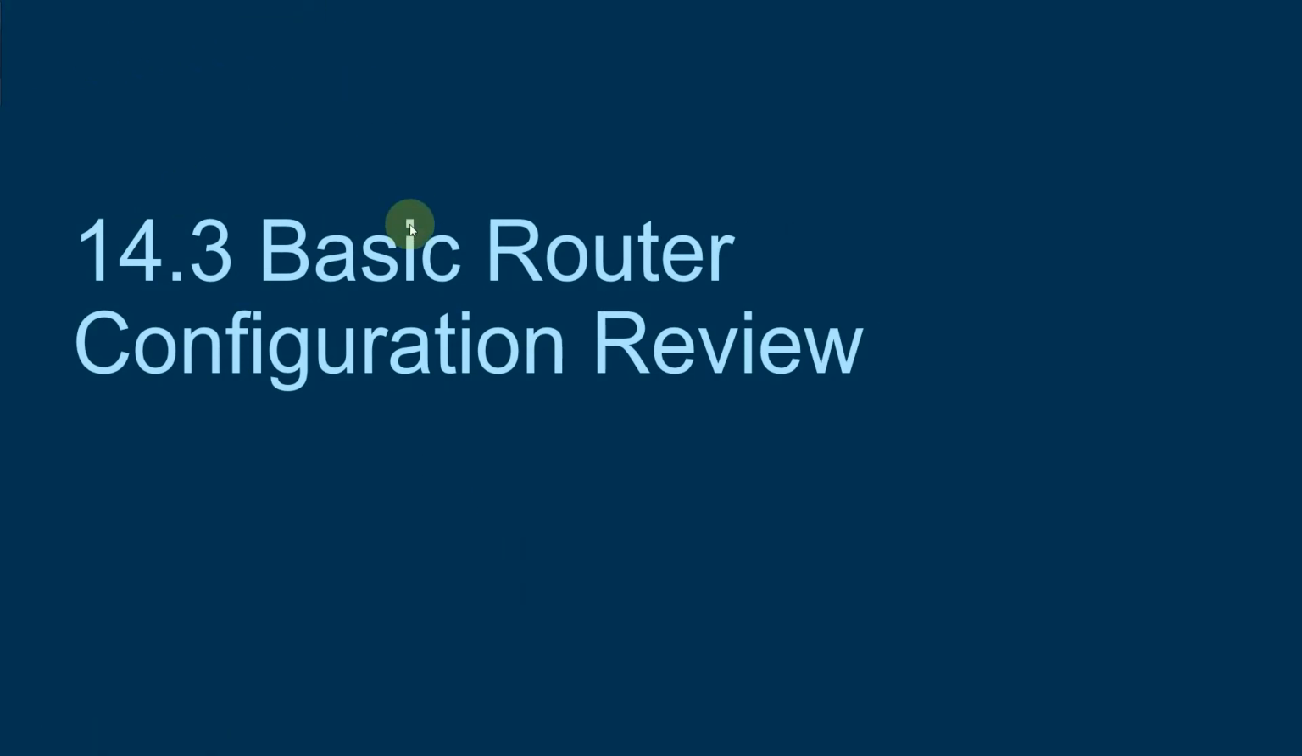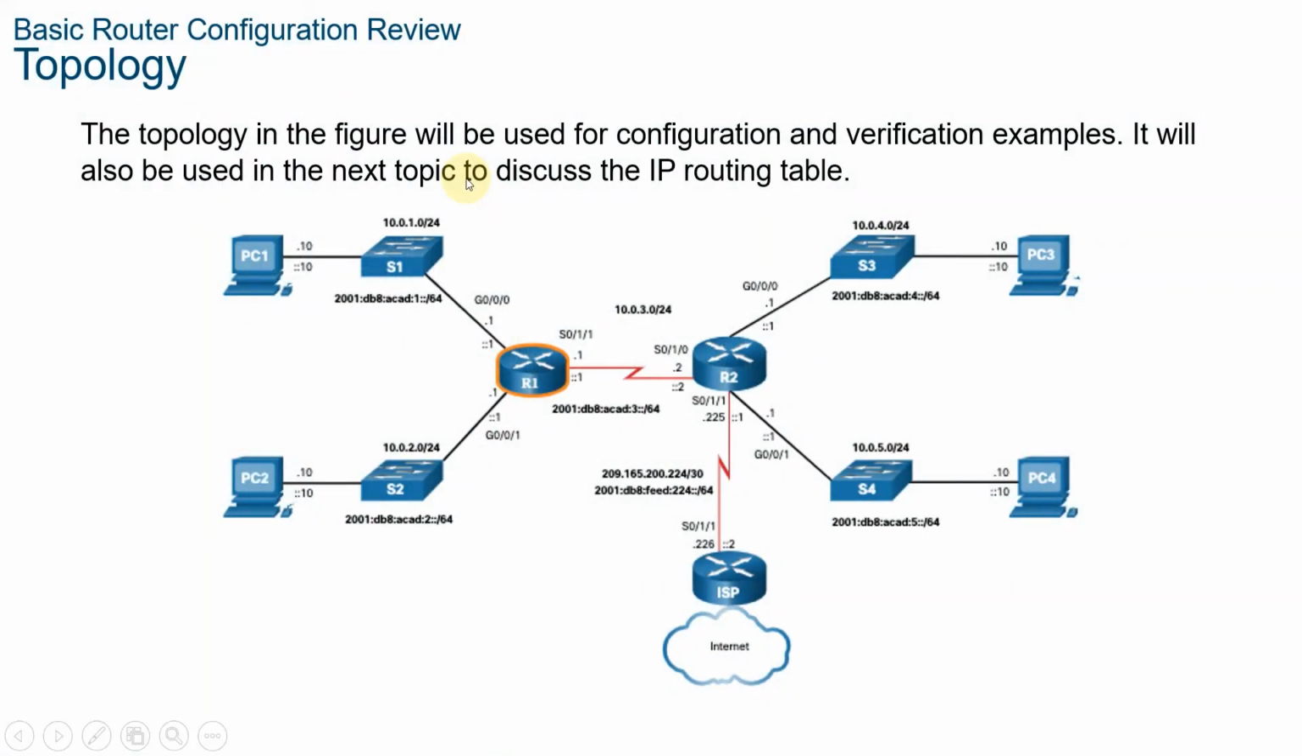Now let's move on to the basic router configuration review. Let's have our topology here. A router creates a routing table to help it determine where to forward packets. Before diving into the details of the IP routing table, this topic reviews basic router configuration and verification tasks. The topology in the figure will be used for configuration and verification examples. It will also be used in the next topic to discuss the IP routing table.